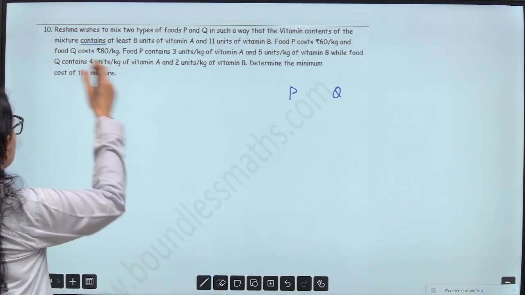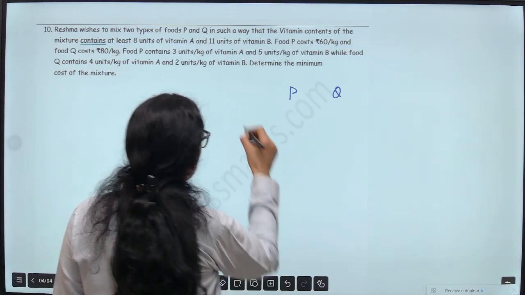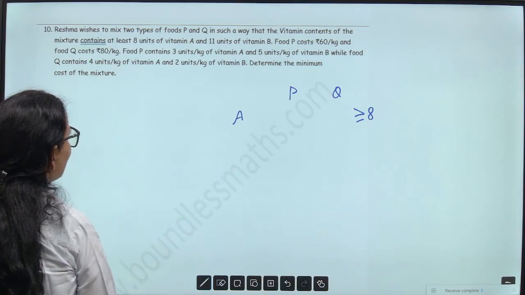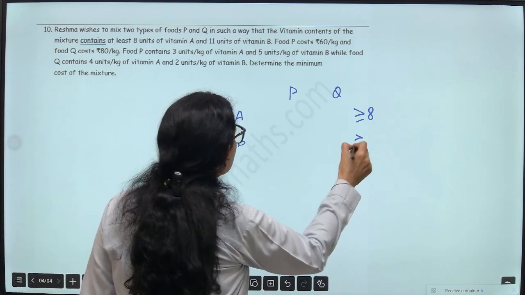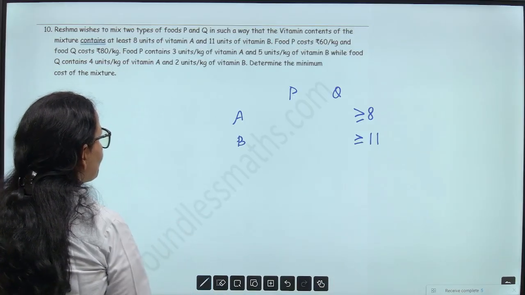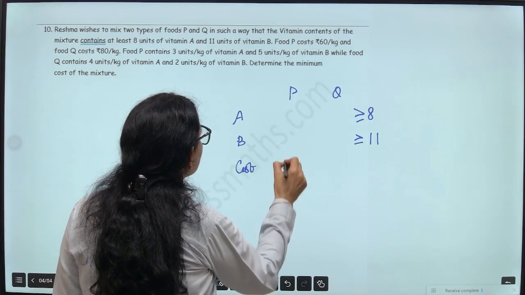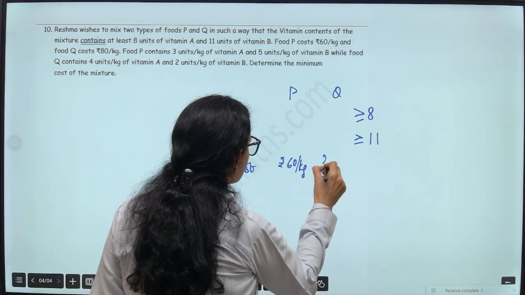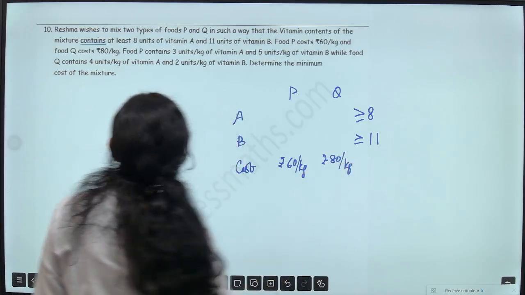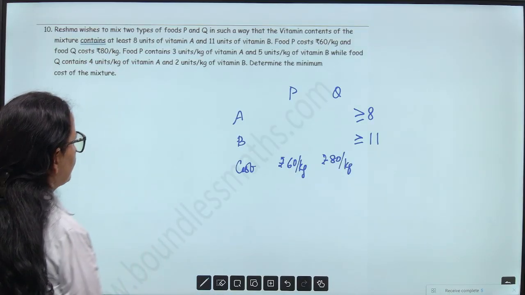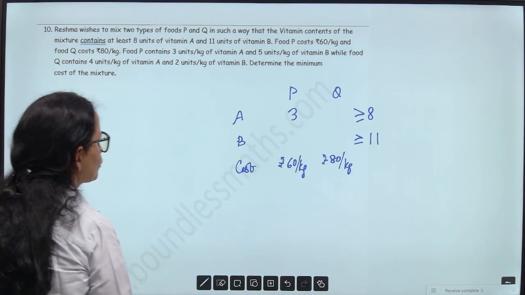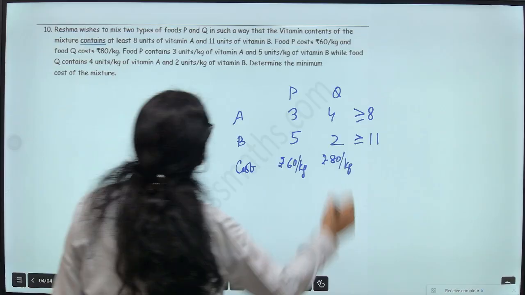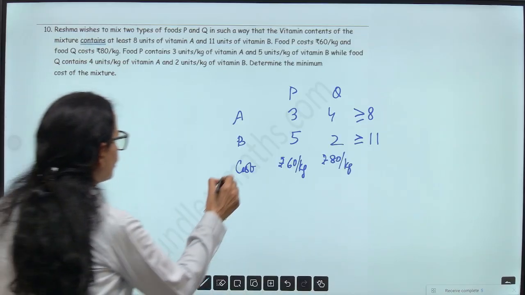In such a way that the vitamin content of the mixture has at least 8 units of vitamin A. So it needs to have at least 8 units of vitamin A and 11 units of vitamin B. So vitamin B has to be at least 11. Food P costs rupees 60 per kg, and the cost of food Q is rupees 80 per kg. Food P contains 3 units of vitamin A and 5 units of vitamin B, while food Q contains 4 units of vitamin A and 2 units of vitamin B. Determine the minimum cost. So you need to minimize this.